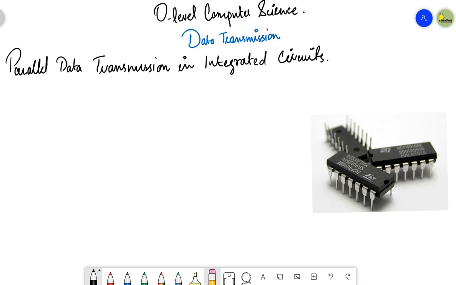So we were on data transmission, and in this video I'm going to tell you how parallel data transmission works in integrated circuits, right? Before going into parallel data transmission in integrated circuits, let me first tell you what integrated circuits are. So let me share the definition of an integrated circuit first. What are integrated circuits?